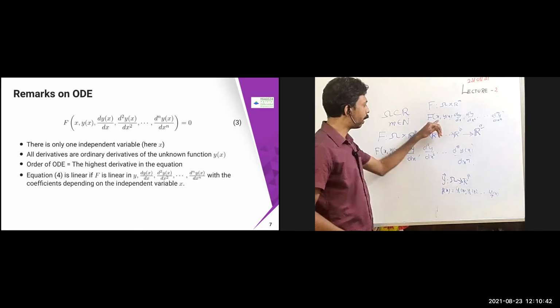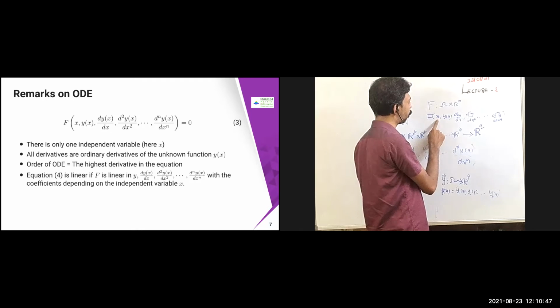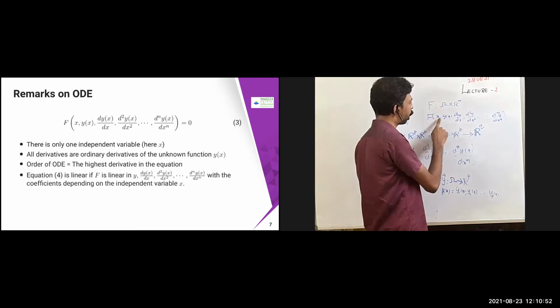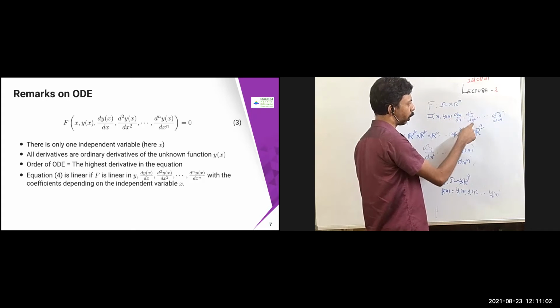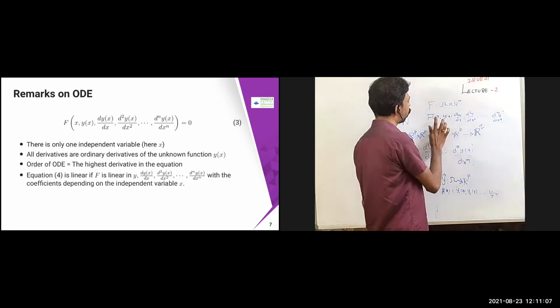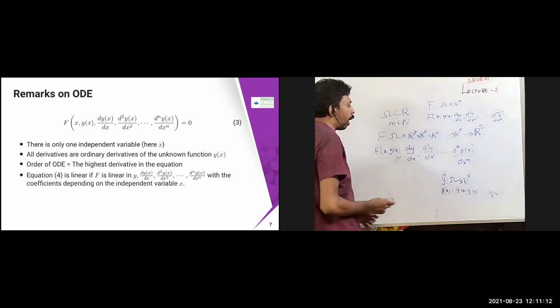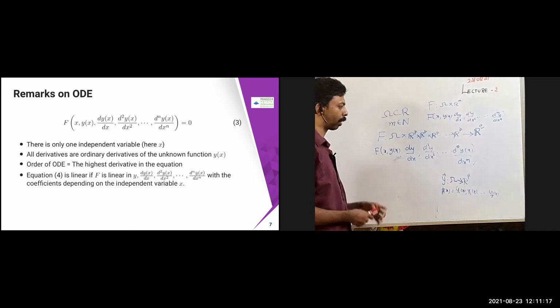So here you can see that only x is the independent variable. Here also you can see x, y of x. X is the independent variable. Y is depending on x, therefore it is a dependent variable. Dy by dx again depends on x, therefore it is a dependent variable. D square y by dx square depends on x, therefore it is a dependent variable. So except x, everything is a dependent variable. So x alone is the independent variable. Only one independent variable, that is x. All other derivatives and functions are functions of x only, the unknown function y of x, or system.